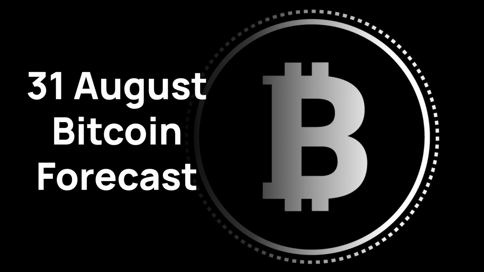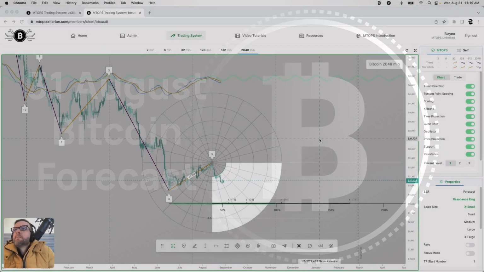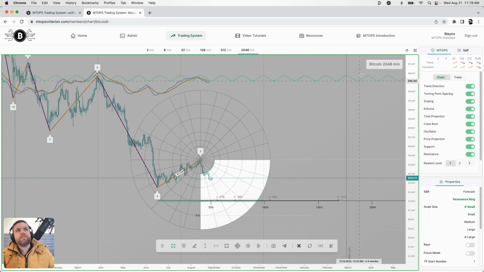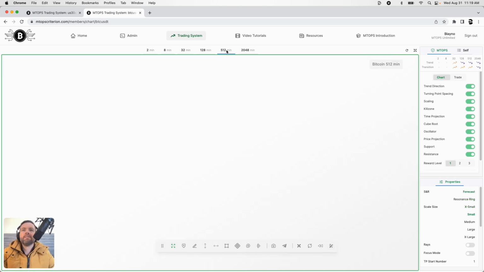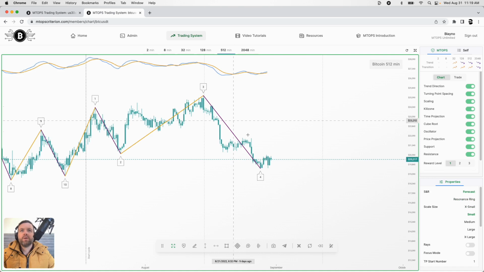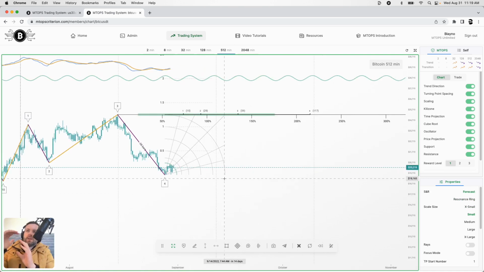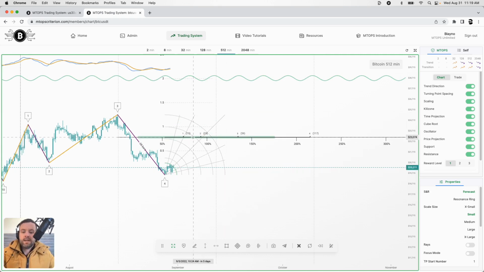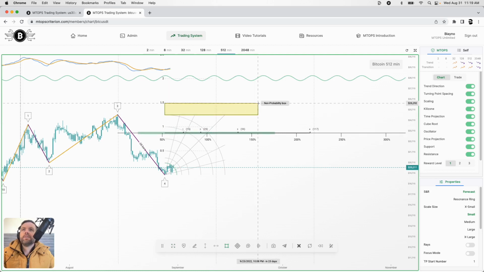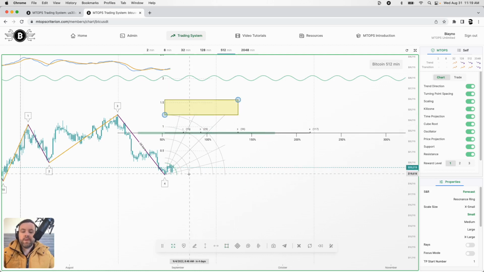Okay, let's get into today's Bitcoin forecast. On the dominant trend, we still see a downward force happening. The oscillator is still open. There is no switch and change to the upside, so we're going to leave that as is. The 512 does, however, suggest that there is a kill zone and a potential move to the upside. We won't see a higher high, so that is not going to happen.